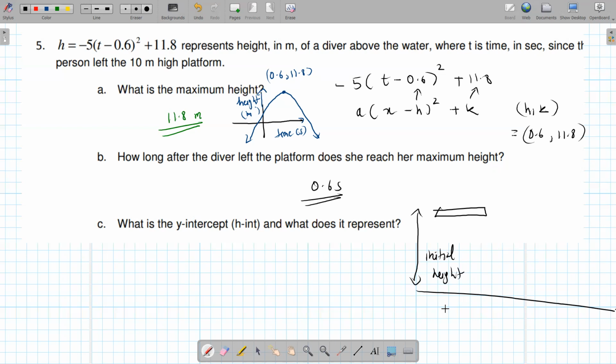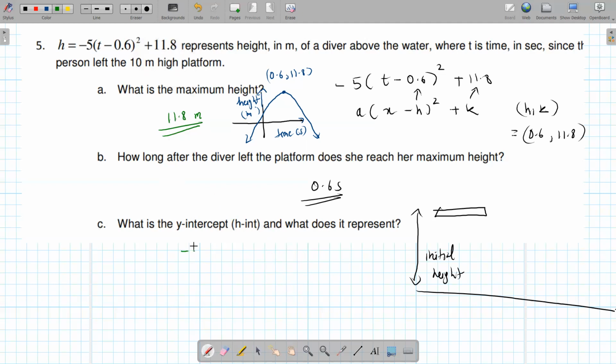To find the y-intercept, you're going to have to open the brackets and find out what the number by itself is. This is not the y-intercept. Again, the rules are kind of the same. We need to find the b value in this case, like we would for linear. But you see that 11.8, that's not the y-intercept. We need to open this bracket up and see what the actual number is. The 11.8 is the maximum height.